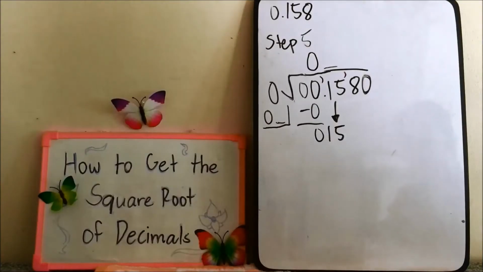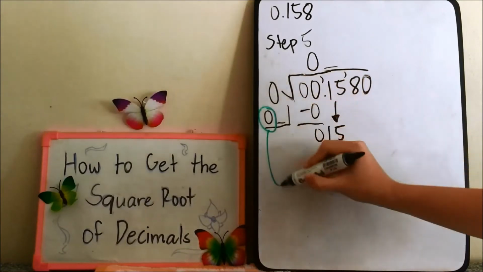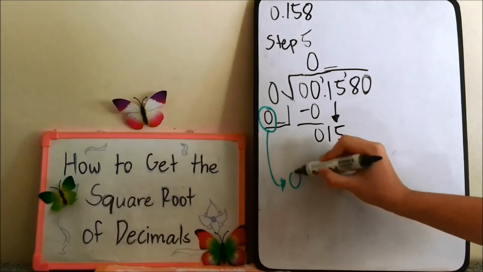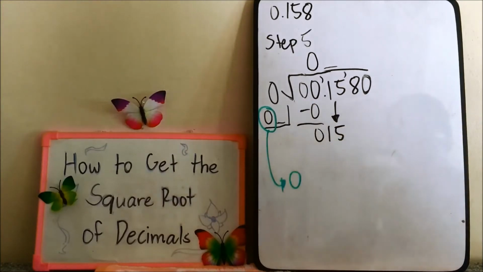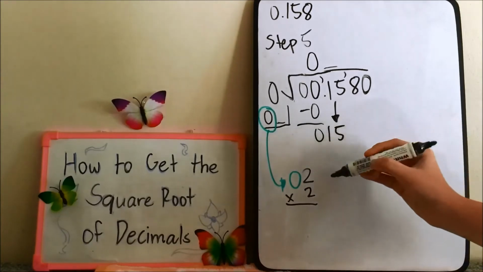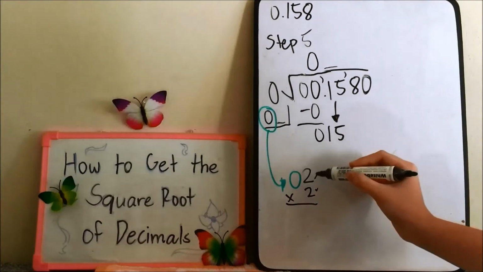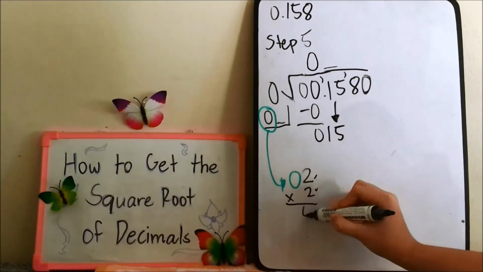How do we do the trial and error? We take the 0 over here and use it as the first digit of our multiplicand. And then we will use random one-digit numbers for trial and error. So let's try 2. Remember that the numbers on the right must always be the same. 0, 2 times 2 is equals to 4.